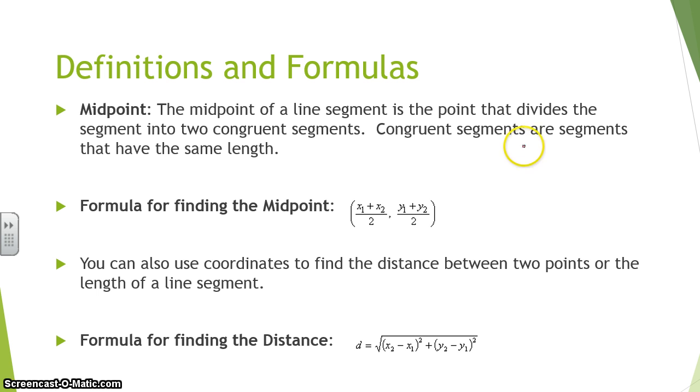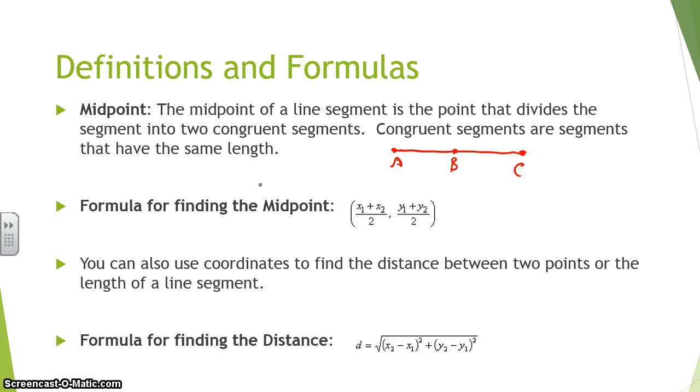What we can think about with this is, here's my segment. I have my two endpoints, A and C, and my midpoint would be that center point we can call B. As this definition mentioned, we have two congruent segments that the midpoint makes up. There is a formula to find the midpoint, and that is x1 plus x2 divided by 2, comma, y1 plus y2 divided by 2. You will be using this formula to answer problems.